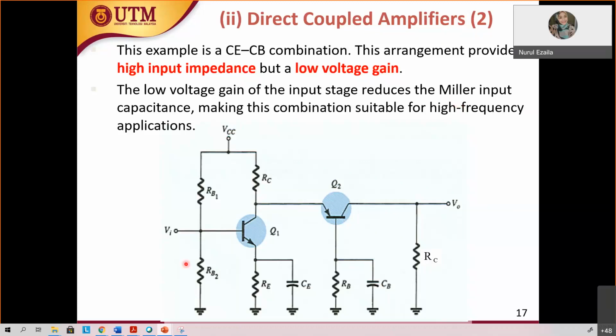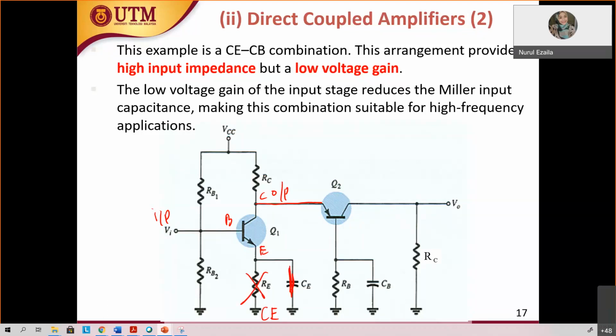So can you tell me the first stage is what common? Look at the input first and look at the output of stage 1. Common emitter. Yes, common emitter bypass. So this is the input. Output is at the collector because it is connected to stage 2. And what's left is the emitter. Therefore, this is common emitter with a bypass RE.